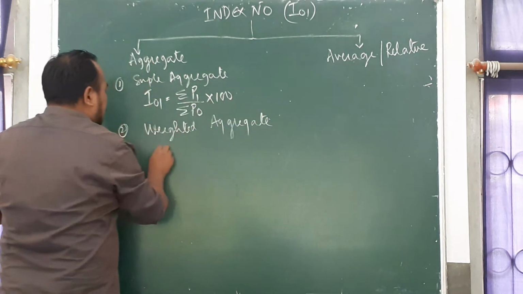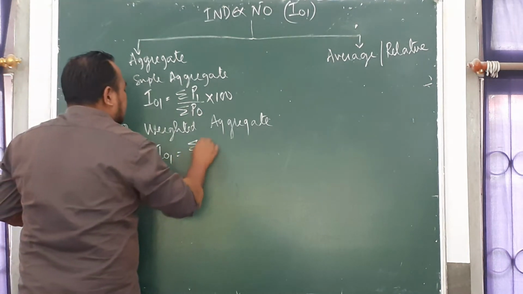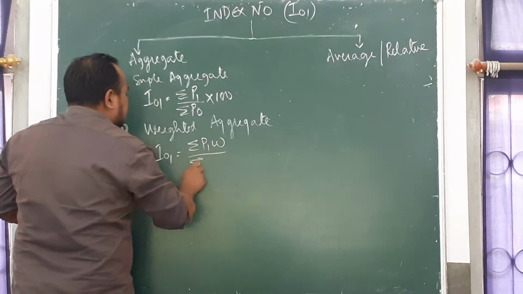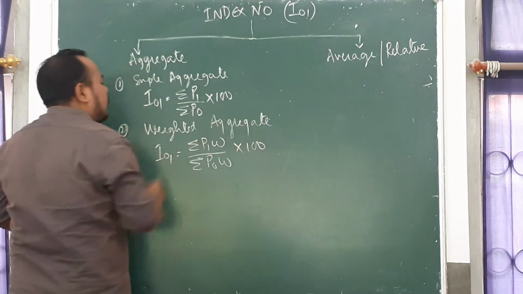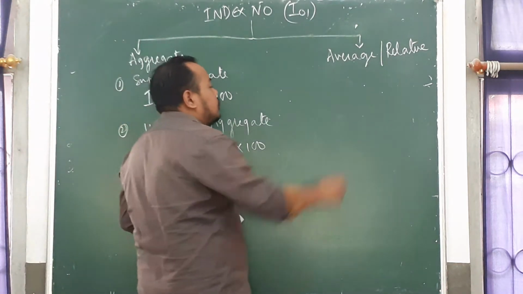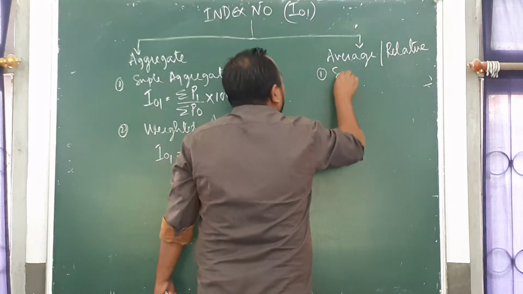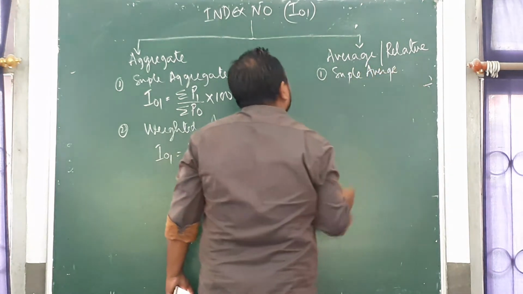So out here you simply have to insert the weight, that means summation P1W by summation P0W into 100. So this is called weighted aggregate. So these are the two formulas. For the average function, the first formula is simple average or simple relative.